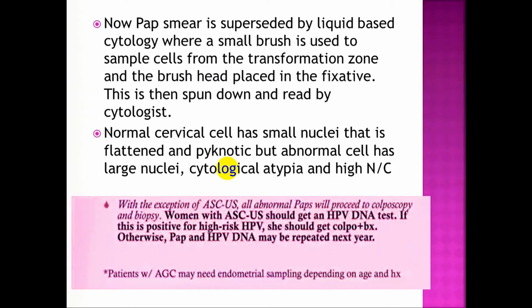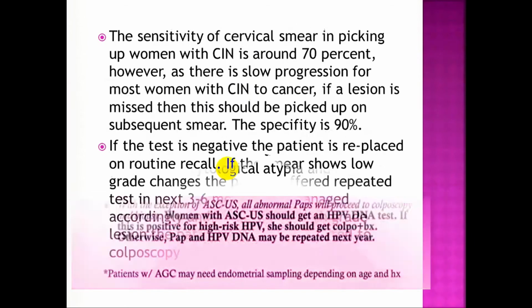بقية متفقين إنه كلهم نسويهم. Patients with AGC or atypical glandular cells may need endometrial sampling depending on age and history.